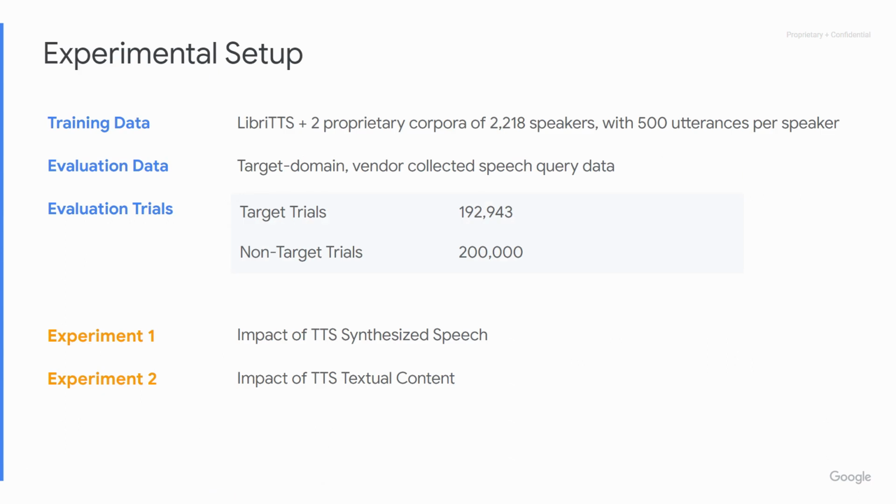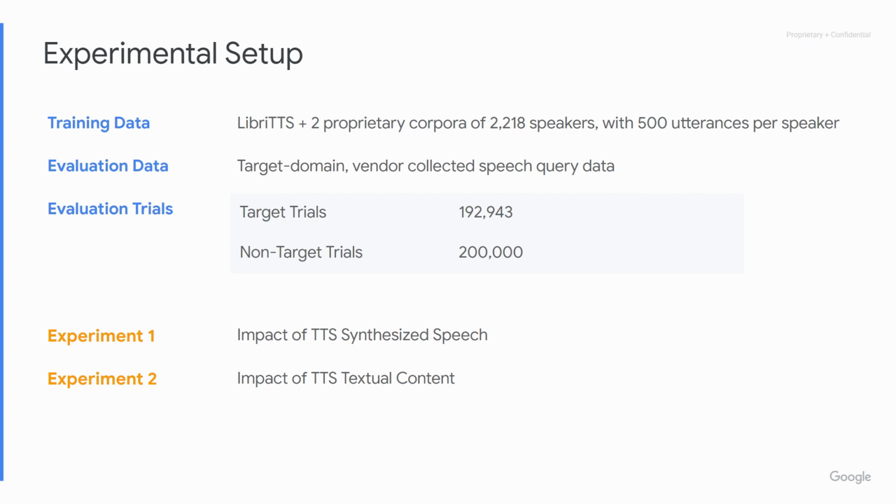The training data here is the Libri TTS dataset, plus 2 additional proprietary corpora of over 2,000 speakers. There are around 500 utterances per speaker. This training data is super clean and is used for TTS model training. Note that this is also the training data used for the baseline speaker recognition model training. The evaluation data in our experiment is the target domain speech queries data.